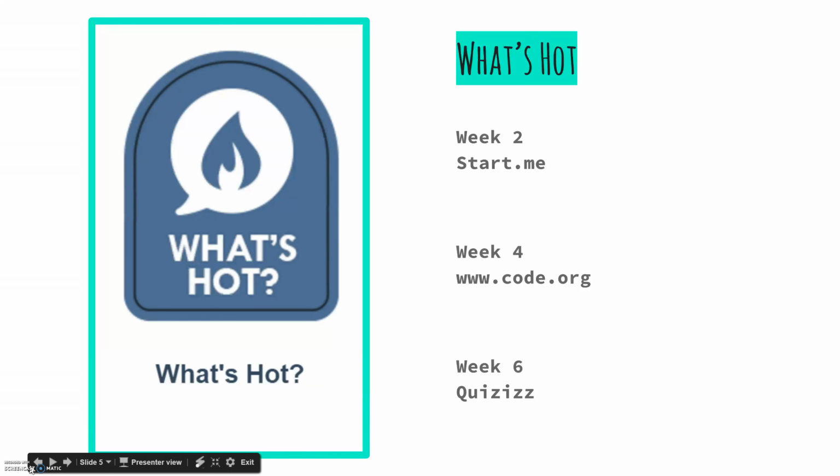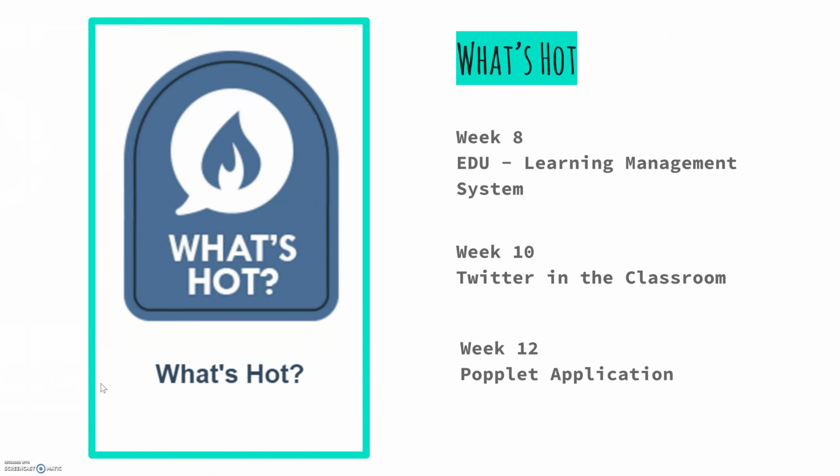Each week we highlighted an application or cited an article that we thought might be the next hot thing in technology, learning, design, or education. In week 2, I posted about an online classroom portal called Start.me, in week 4, Code.org, and in week 6, an app called Quizzes. During week 8, I posted about the learning management system I use in my classroom called EDU. In week 10, an article about using Twitter in the classroom, and lastly in week 12, an application called Poplet, where students can organize and plan out ideas with a visual online interface.